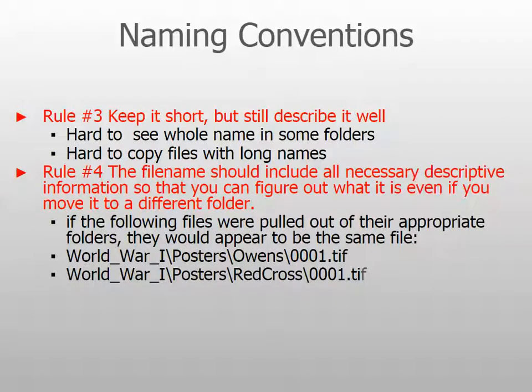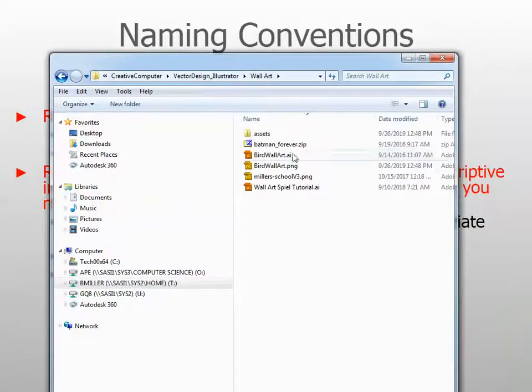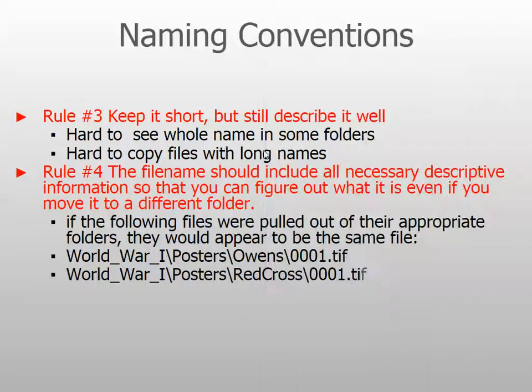Why do you need to describe it well? Well, when I look at it, I should be able to figure out what it is. Okay, well, it's a wall art, and it's a wall art where I drew a bird. Okay, well, that's fairly descriptive. I know what it is. It's good enough. But you need to have a description that makes me know what that file is. The file name should include all the necessary descriptive information so that you can figure out what it is, even if you moved it to a different folder.